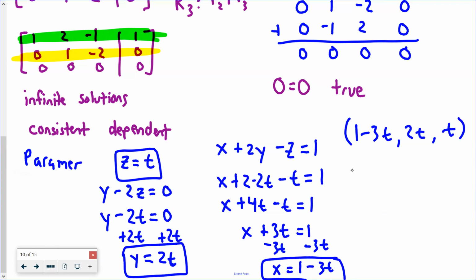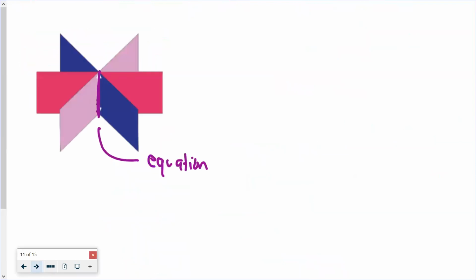Let's just plug in values for t. So if I'm going to let t equal 1, then what does that mean x is going to be? Well, 1 minus 3 times 1, so 1 minus 3, that's negative 2. And if I plug in 1 there, 2 times 1 is 2. And if I plug in 1 there, I just get 1. So this point, negative 2, 2, 1, is a point on the line where all three of those intersect. So we have 1 point right there.